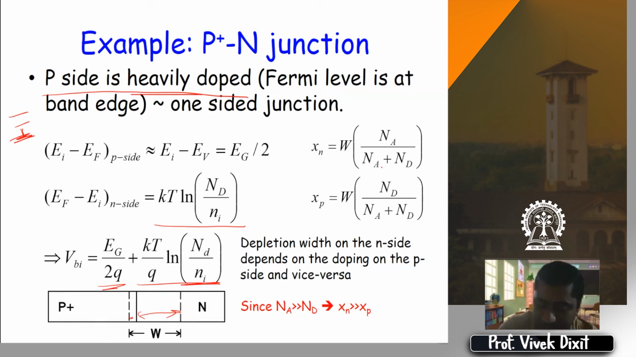Since Xn and Xp are related to W by this expression, if Na is very large, Xn will be the same as W, because Na is very large, so it will be infinity by infinity, that is 1. For Xp, Na is very large, ND is small, so this will be a small number divided by a large number. So it will be much smaller, almost 0. So on the P side, the depletion width will be very small. Most of the depletion width will be on the N side. And even on the N side, Xn is W, right? But what about the expression for W?